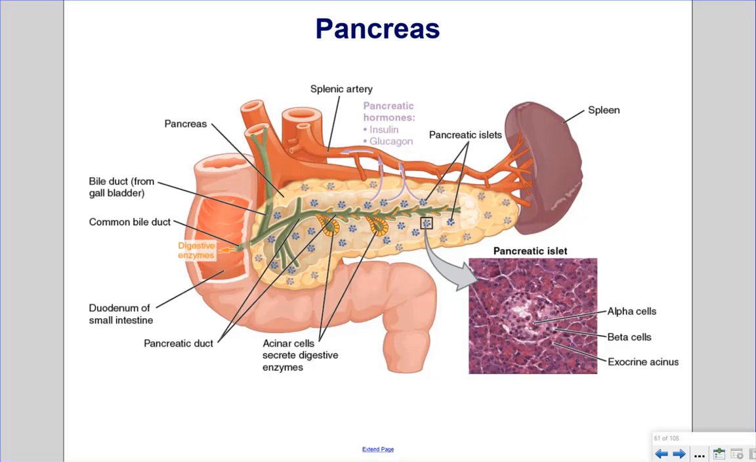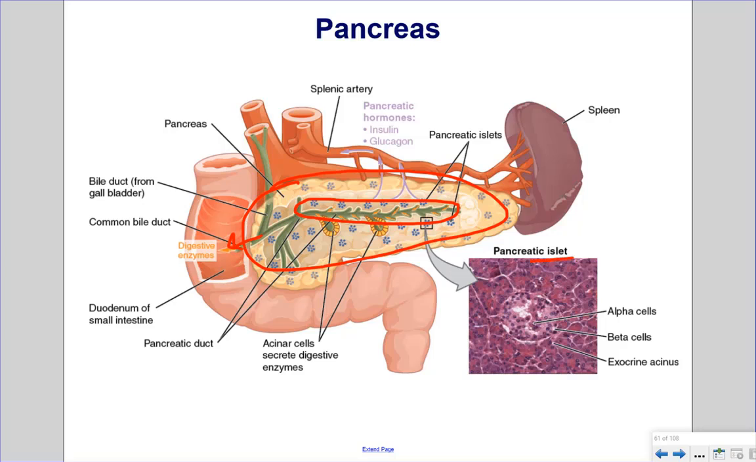Pancreas. Below is an illustration of the pancreas, which is right here, sort of nestled in this curve of the small intestine. The pancreatic duct is this. All the digestive juices are placed into the duct, and they come out through the common bile duct into the duodenum of the small intestine.